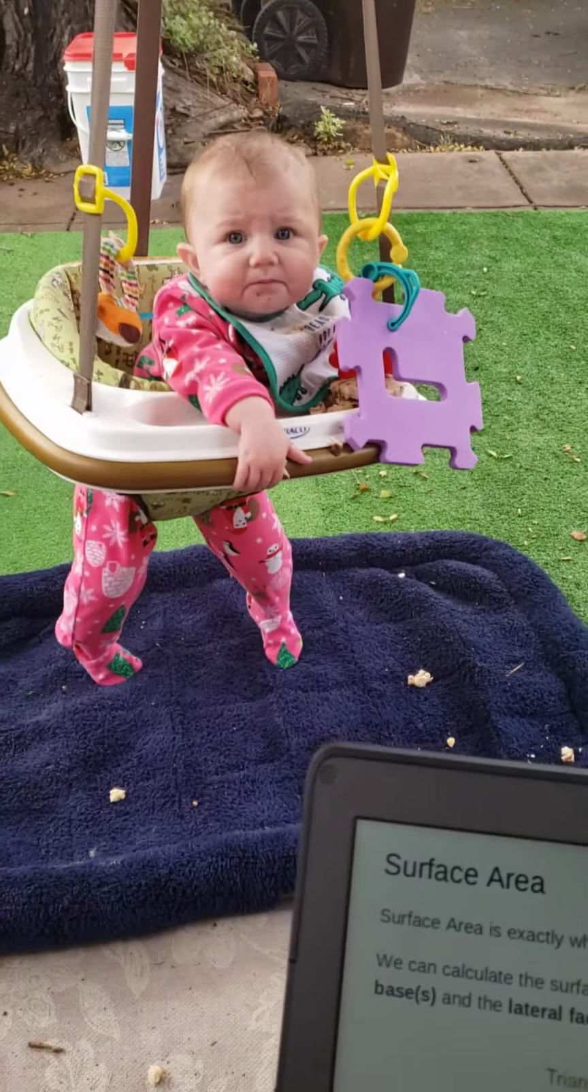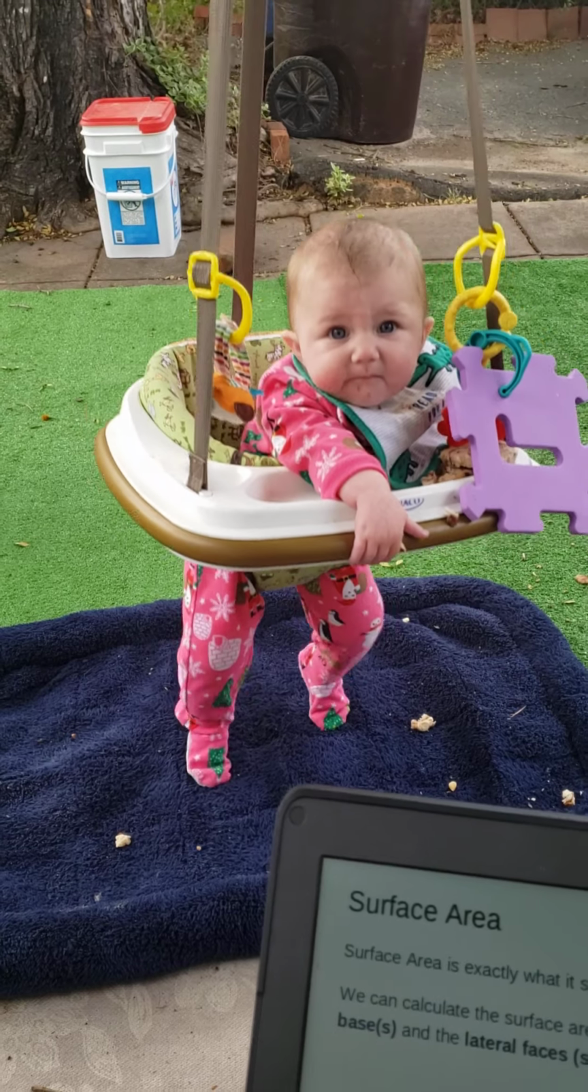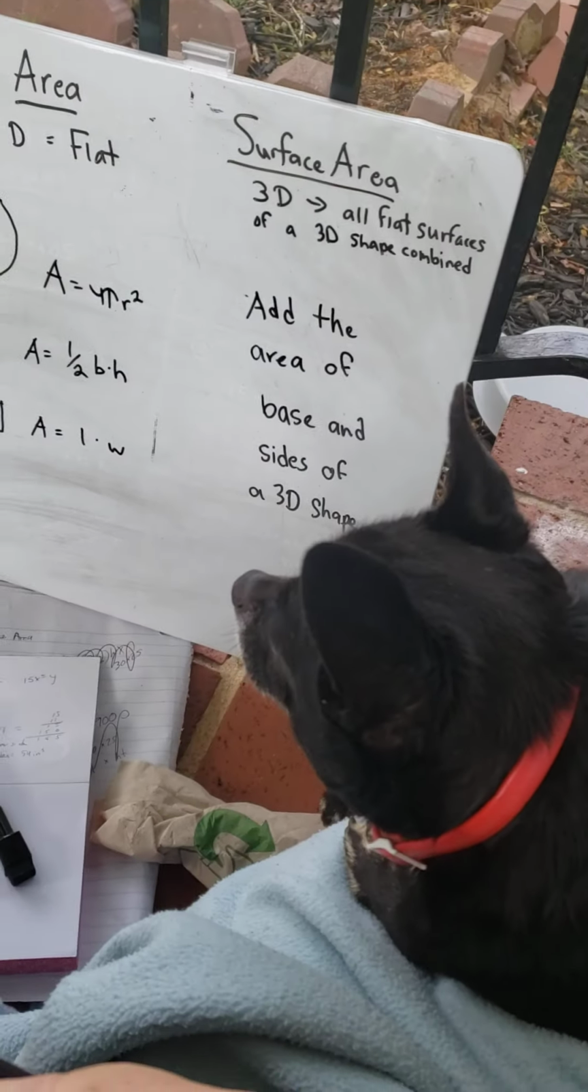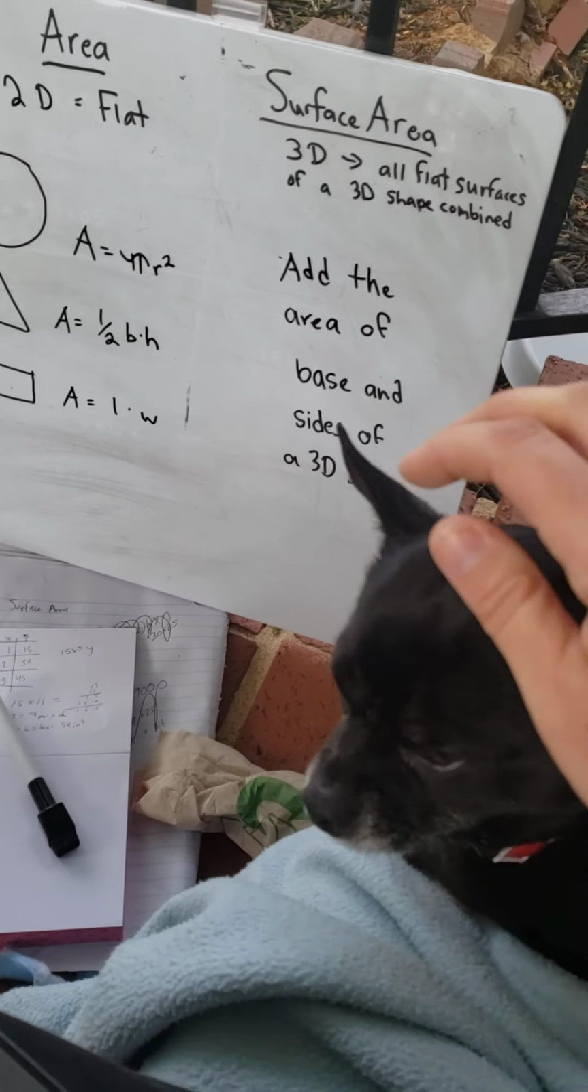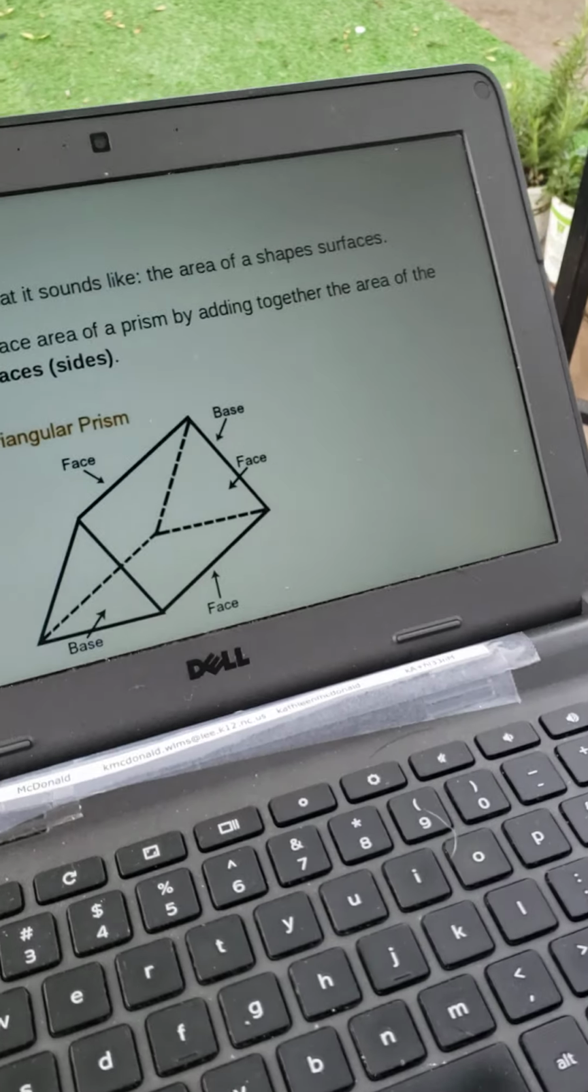Of course, there's a baby in the background. Say hi, Maya. And our neighbor's dog supervising. Say hi, Charlie.